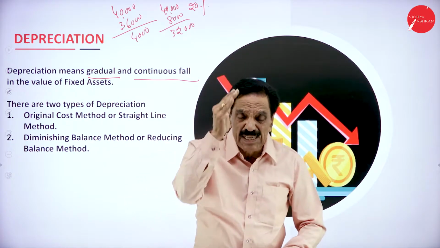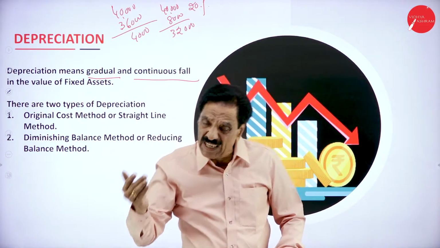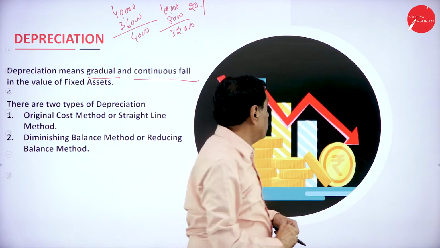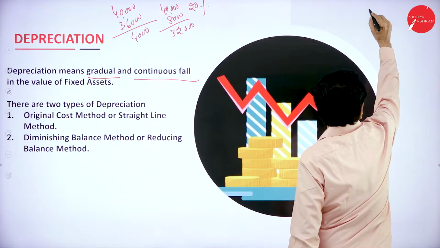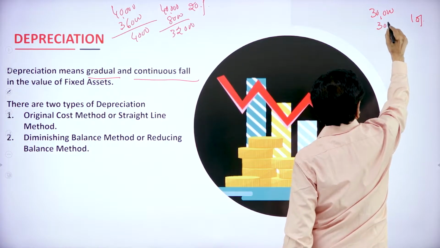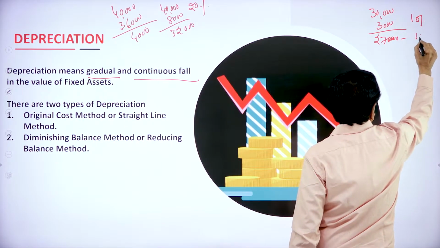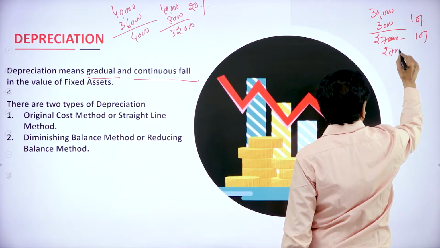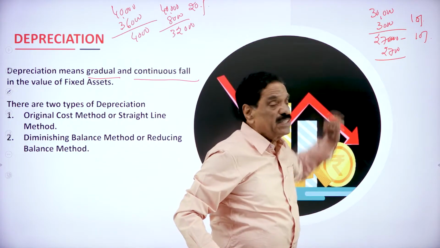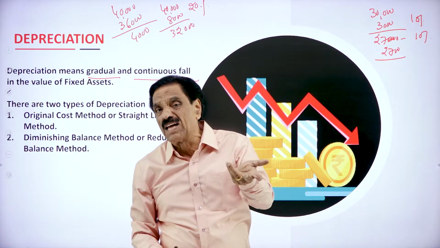Under straight line method, depreciation remains constant. First year 6,000, second year also 6,000, third year also 6,000. Regarding the reducing balance method, if you have an asset worth rupees 30,000, depreciation at 10% is 3,000, balance is 27,000. On 27,000, 10% is 2,700. It goes like this for the diminishing balance method. Under the fixed method, first year 3,000, second year also 3,000, third year also 3,000. It depends upon the life of the asset.